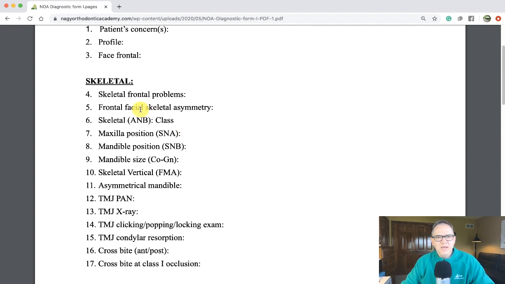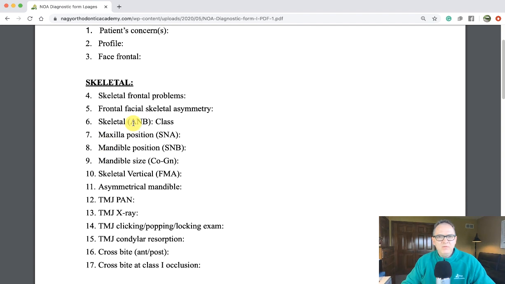I suggest that you come back to these diagnostic forms after you've done all your records analysis. You're going to do your ceph, your model analysis, your arch analysis, and then the crowding, the class 2. I usually fill out this form while I'm looking at the records, but I trace the ceph first. That's the first thing I do. I trace the ceph first, then I come to this form.